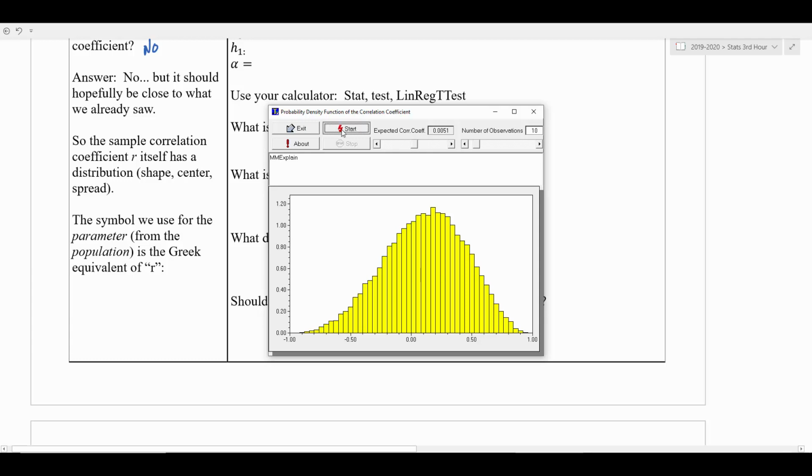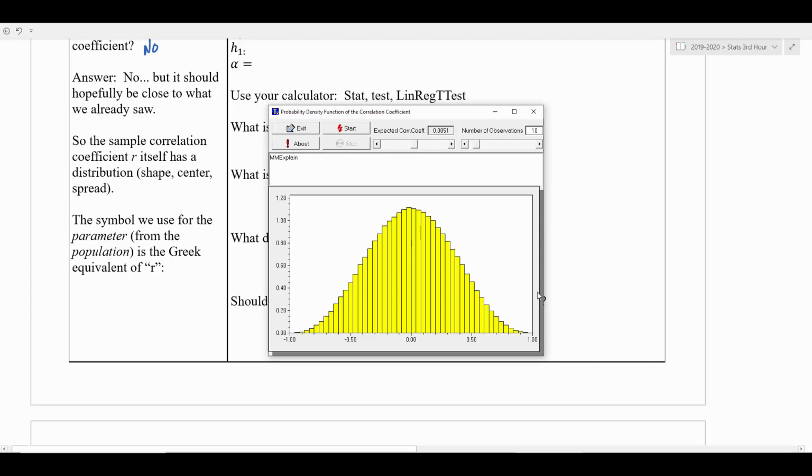So watch closely. There we go. You can kind of see it bouncing around. That's because it's constantly updating the histogram as it repeats those observations over and over again. All right, and I'll go ahead and hit stop. And we can look at the shape, center, and spread here. Shape is obviously normal, and we're centered around what we expected the correlation coefficient to be. So the population correlation coefficient matches up with the sample correlation coefficients here. It should be centered around 0. All right, and we can see its spread.